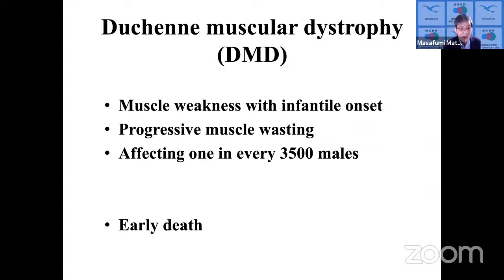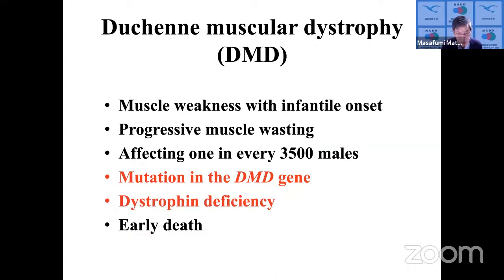Before, I defined Duchenne muscular dystrophy as this, but currently we must add 2. That one is mutation in the DMD gene, and another one is dystrophin deficiency. So currently, DMD is defined like this. So by benefit of gene diagnosis, we know this.